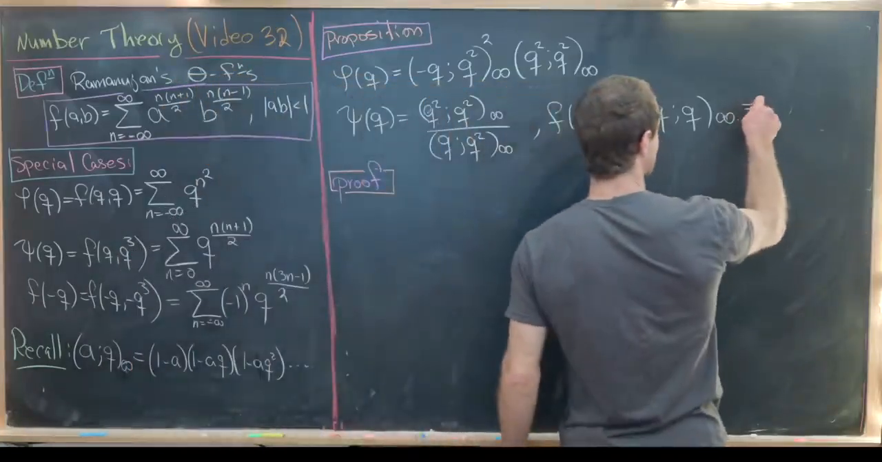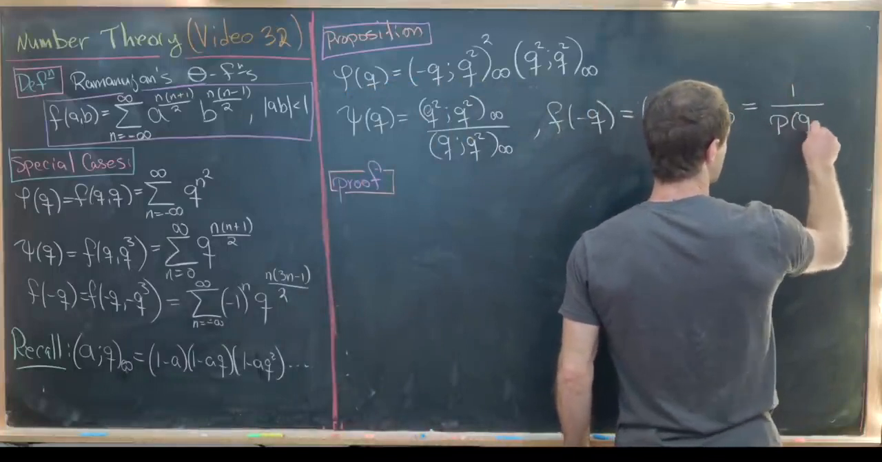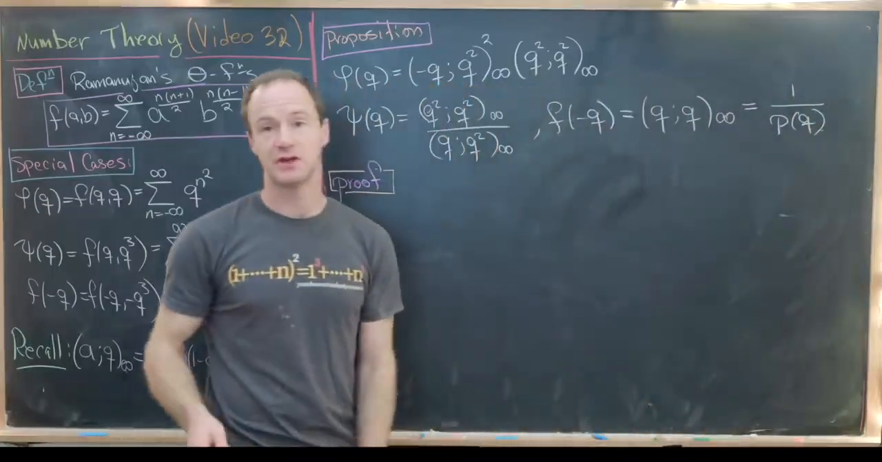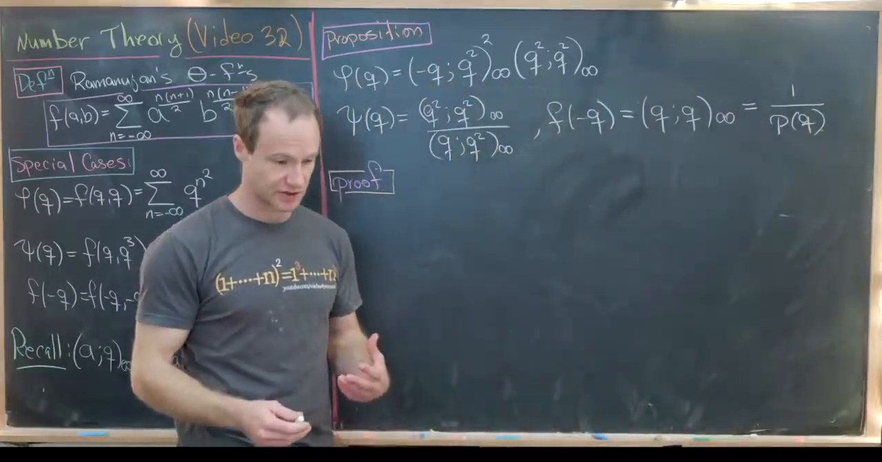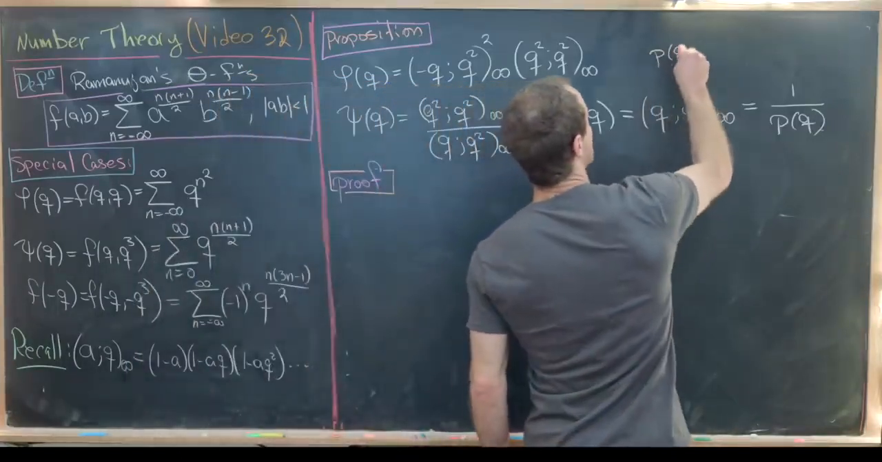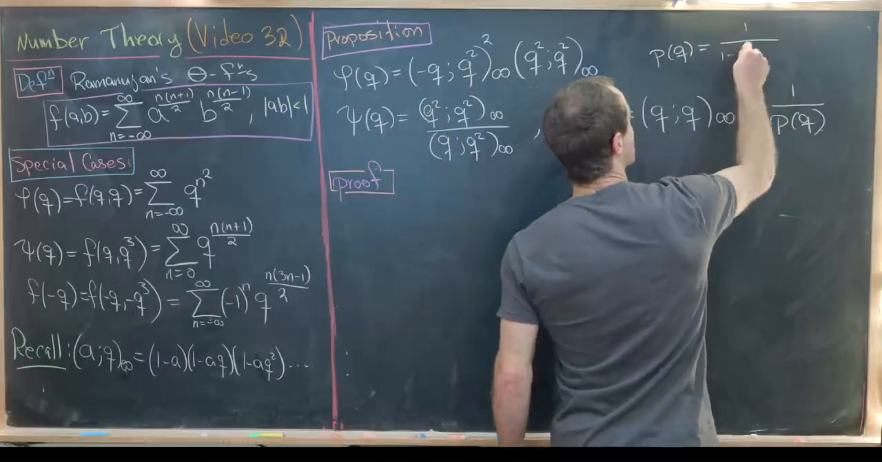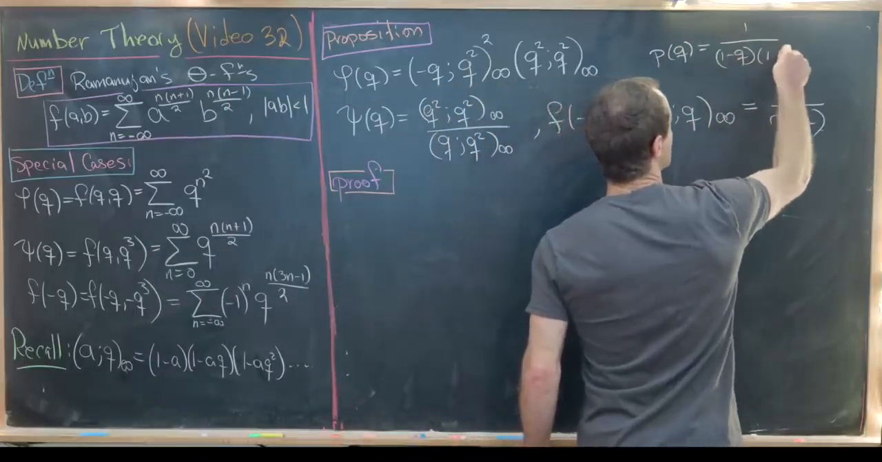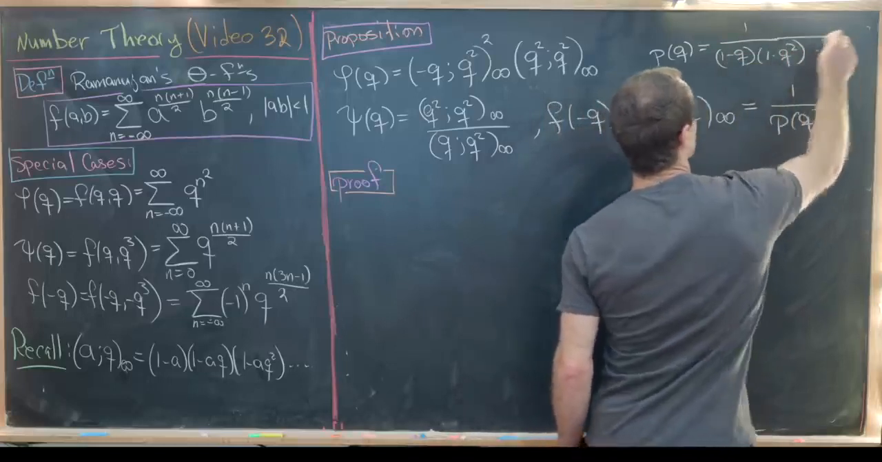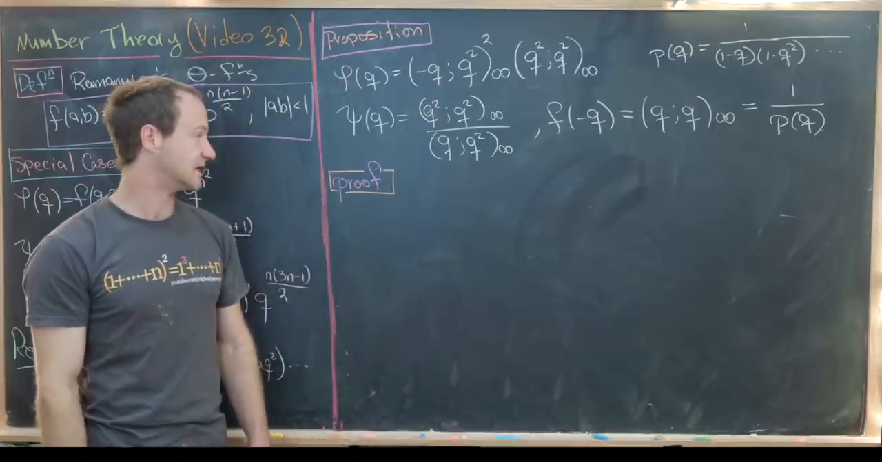Let's notice, and this is actually very important, this is 1 over p of q, where p of q is the generating function for the number of partitions of n. Let's recall that p of q was equal to 1 over 1 minus q times 1 minus q squared, and so on. Great. That's going to be important for how we finish this video off.